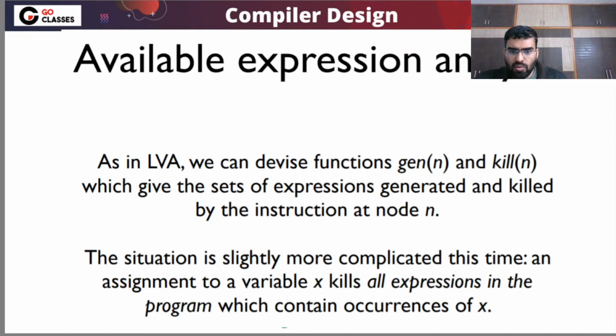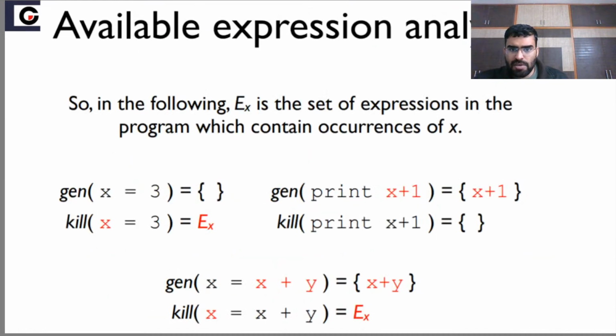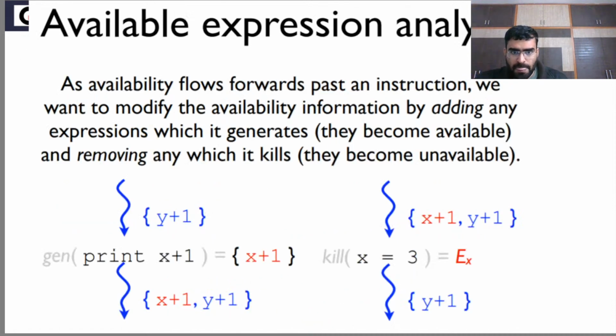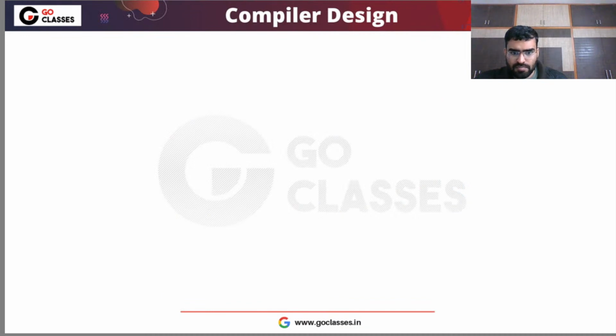Now you have something called generated. What are the expressions that are generated and what are the expressions that are killed? This is what we want to check. So tell me, what are the expressions that are generated by x equal to 3? This instruction, what will it generate? This is my question.